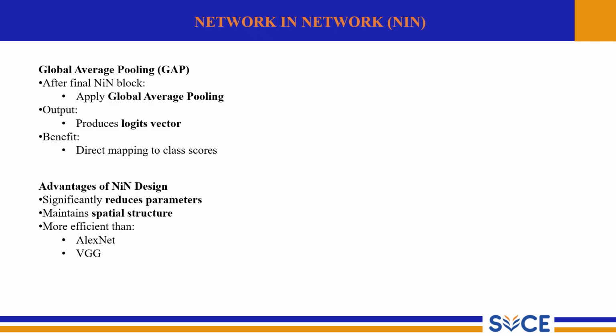After the final NIN block, we apply global average pooling. This operation converts the feature maps into a logits vector, which directly represents the class scores. The key benefit is that it provides a direct mapping from features to output classes without using fully connected layers.